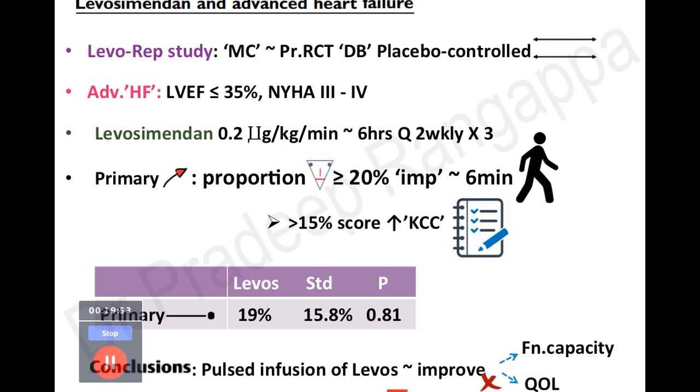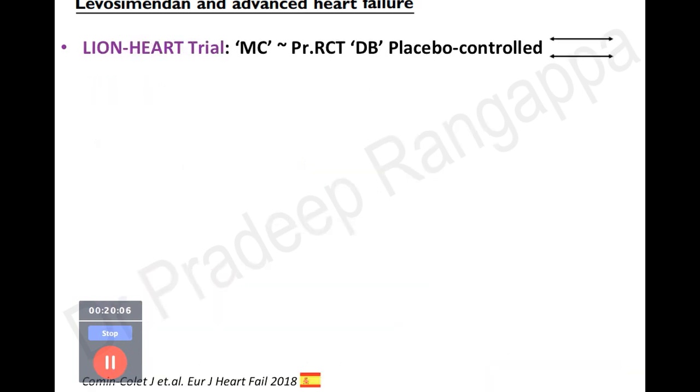So the conclusion they made in this particular study was that pulsed infusion of levosimendan did not improve functional capacity or quality of life in patients with advanced heart failure. Then this Lionheart trial. I want the listeners to focus a little on the Leica trial and Lionheart because these are the most recent trials, and this was a Spanish trial that came in 2018 in the European Heart Journal.